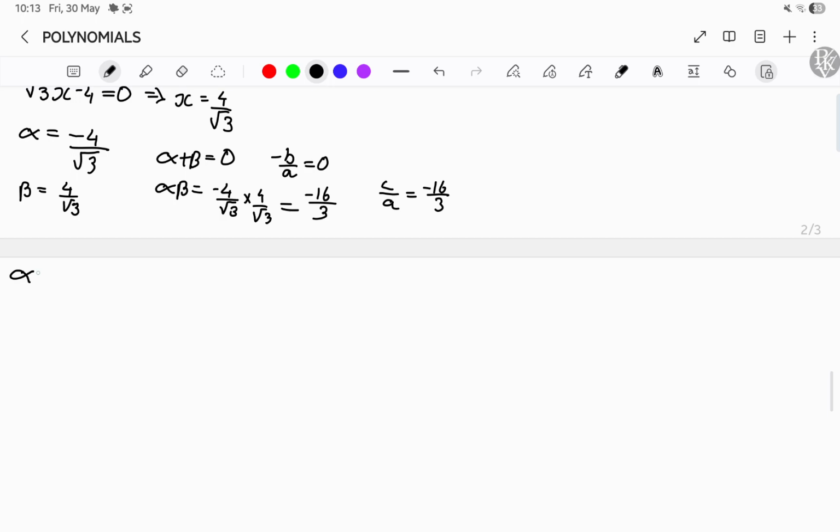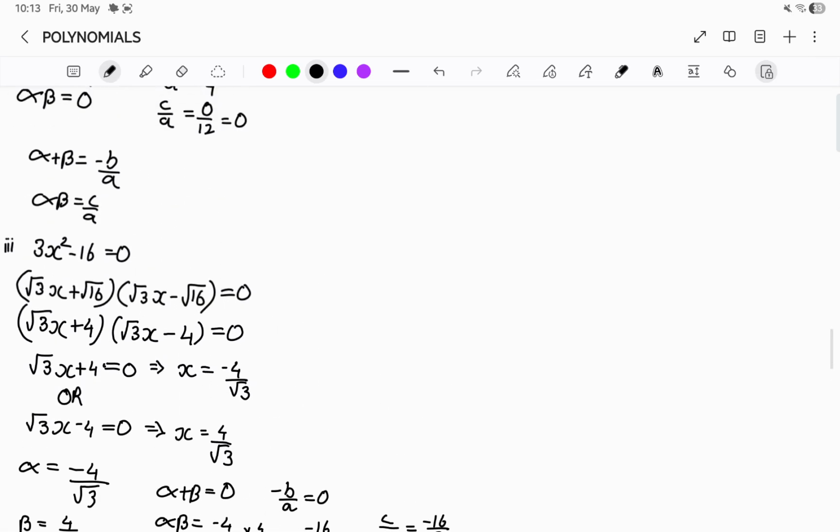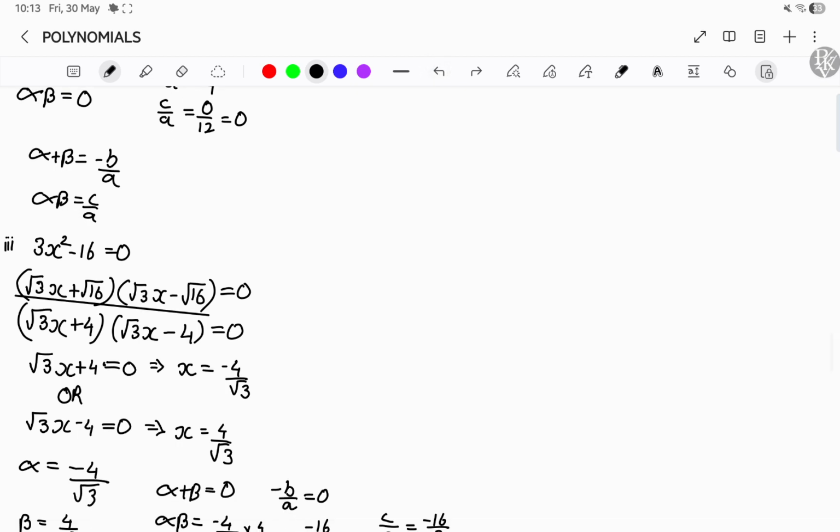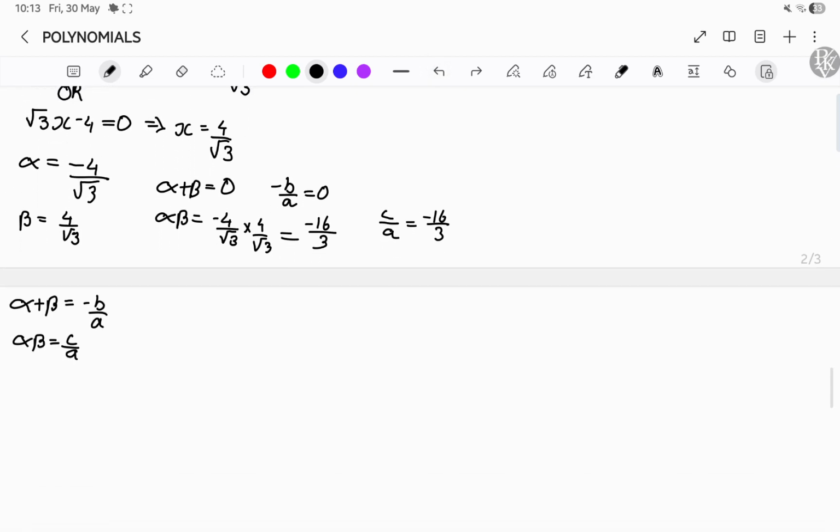So what this means is alpha plus beta is equal to minus b by a and alpha beta is equal to c by a. That is verified. So writing it like this will help you a lot. And you can just multiply these two and see if these are 3x square minus 16. If this will multiply and get you this, you can check that if you do not believe that your answer is correct. Alright.